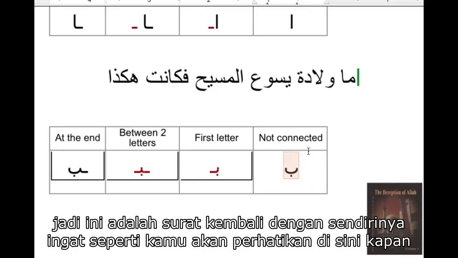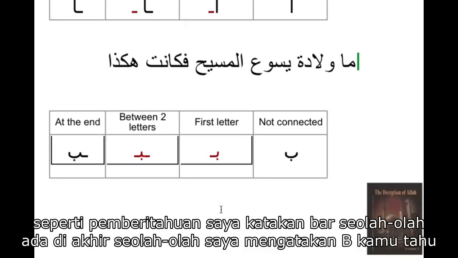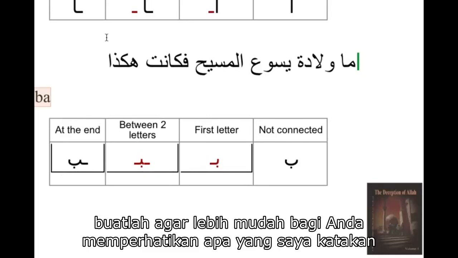So this is the letter ba by itself. Remember, you will notice here, when we say a letter in Arabic, any letter by itself, it is as if we are adding a sound at the end. Notice, I said ba, as if I'm saying ba, you know, to make it more simple for you. Notice with me what I'm saying.